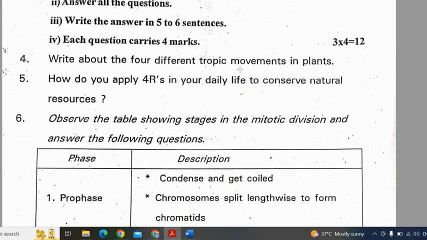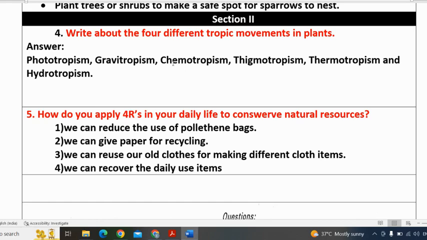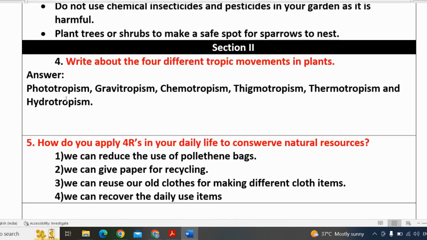Write about the 4 different tropic movements in plants. Actually, we have 6 different tropic movements in plants: phototropism, gravitropism, chemotropism, thigmotropism, thermotropism, and hydrotropism. You can write any 4 out of these 6.